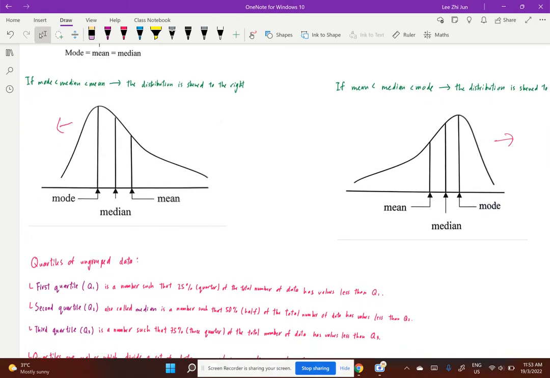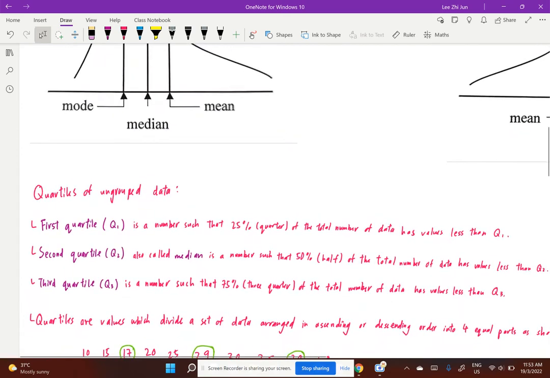Okay, so we go to the quartiles. This is also simple. The second quartile is the median, so this does not need saying. The first quartile is the 25% of the total number of data. The third quartile is the 75% of the total number of data.